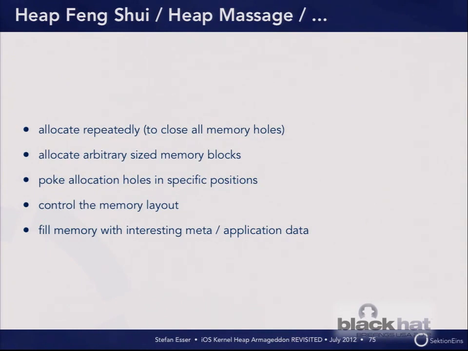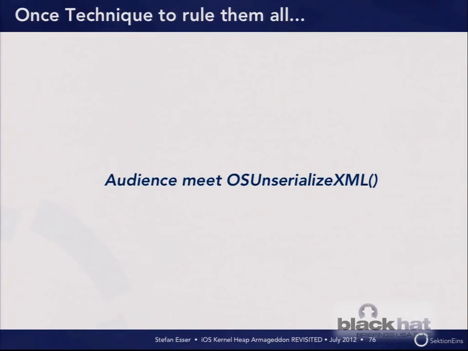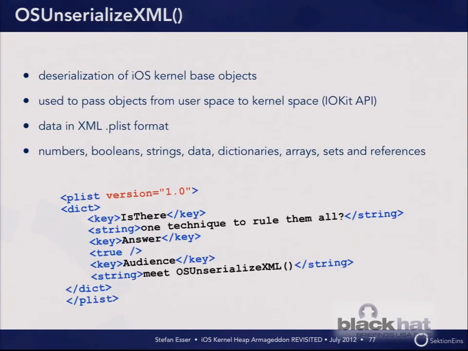So, when I looked at the iOS kernel, I found a very useful function, which is called OSUnserializeXML. So what is this function? This is a kernel function, so user space cannot call it directly, but basically, not all, but a lot of IOKit API functions will allow the user to submit objects in XML plist format, and then the kernel will unserialize this XML to create objects.